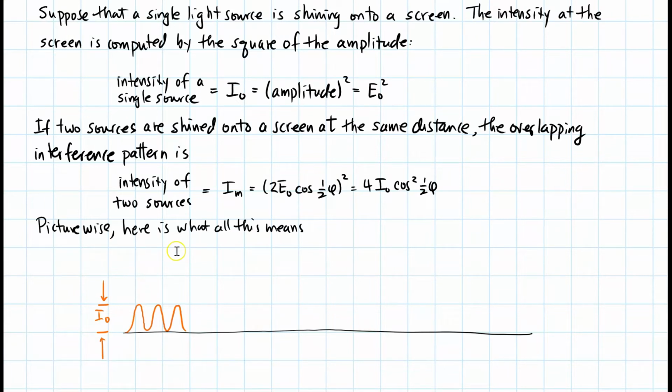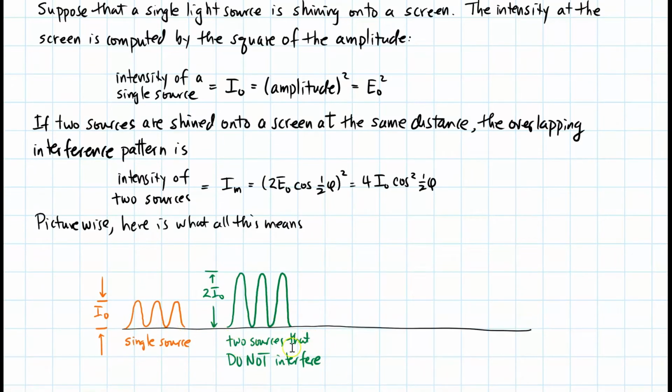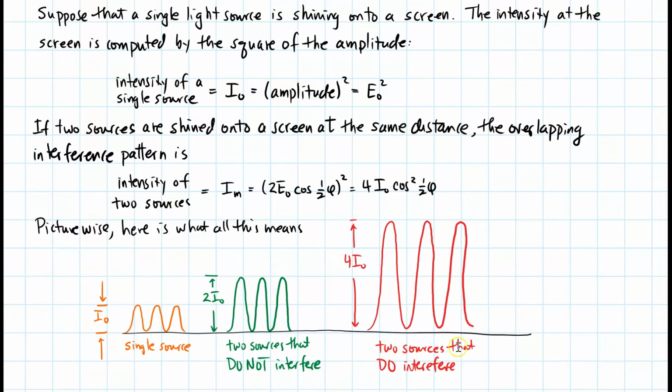Picture-wise, here's what this all means. If I have a single source, the intensity of the peak is I0. Now imagine that I have two sources that do not interfere. So I essentially have two light sources shining on a screen simultaneously. That is not once I0, but twice I0. But if I have two sources that do interfere, the intensity is not twice as much, but 4 times as much, which is super counterintuitive.